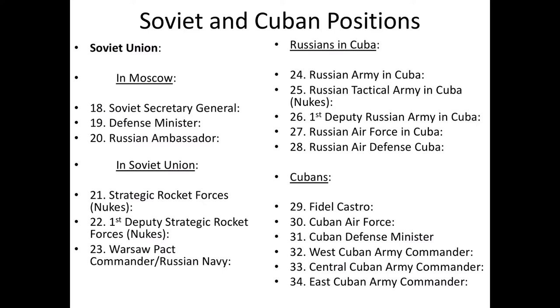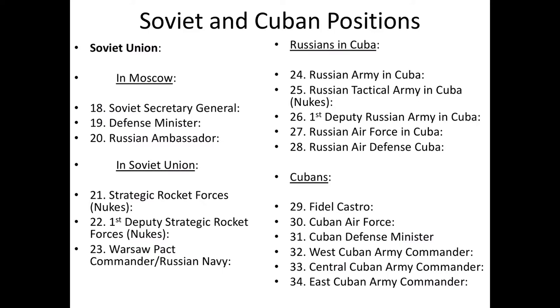In the Soviet Union, you have the commander of the Strategic Rocket Forces, basically the counterpart to the American Strategic Air Command leader. They've got a deputy. There's the Warsaw Pact commander and the Russian Navy commander. They choose what ships go in a convoy. And they also roll on the European war table or the invasion of Turkey table. So for the Russians in Cuba, you've got the Russian army itself. You've got the Russian tactical army, which has tactical nuclear weapons, the Luna rockets. You've got the first deputy Russian army, which is the deputy.